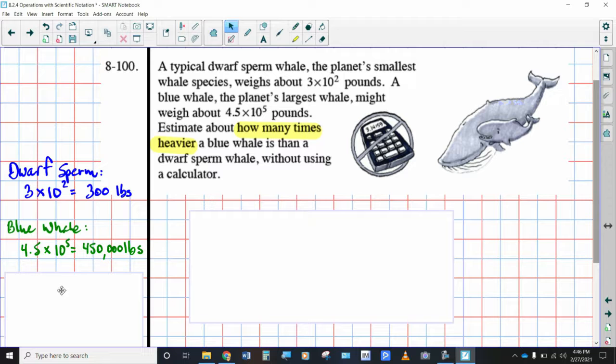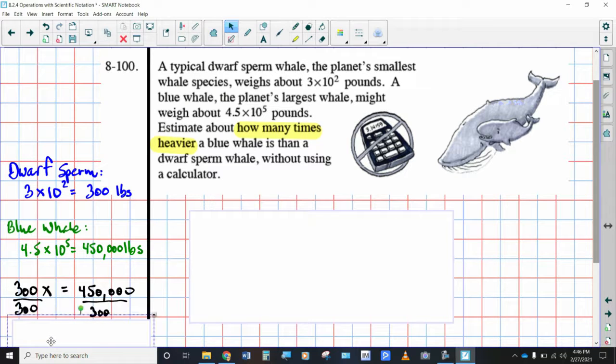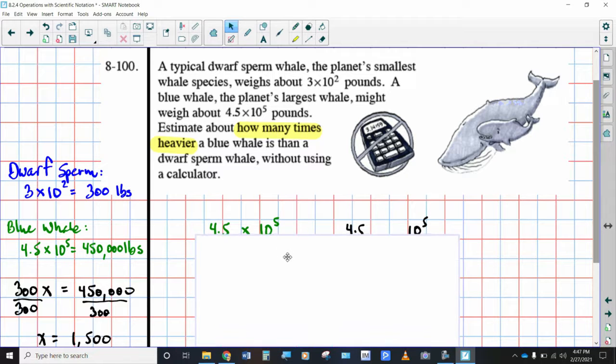So what I did is I started thinking, all right, how many times bigger is this than that is another way of saying, what would you multiply times 300 to give you 450,000 for an answer? So this ends up turning into a division problem. And 450,000 divided by 300 is exactly 1,500. So how many times heavier, or how many times more, is the question that we ask when we are dividing. So let's do this now in scientific notation.